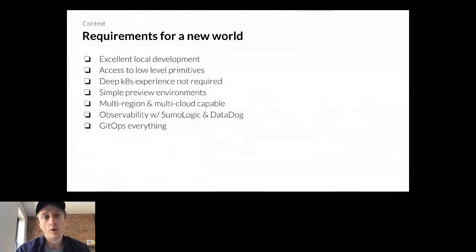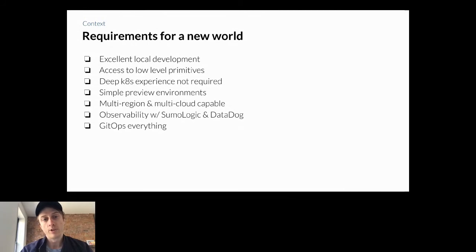And the requirements for the new world are an excellent local development environment. We were burnt by some of the products in GCP offering a pretty poor local development environment, and it just results in slow development cycles. Access to low-level primitives. This is kind of the same story. Not everybody on the team or in the company has deep Kubernetes experience. So I wanted to make sure that just deploying a service doesn't require more than one file. Simple preview environments, and we'll get into that shortly.